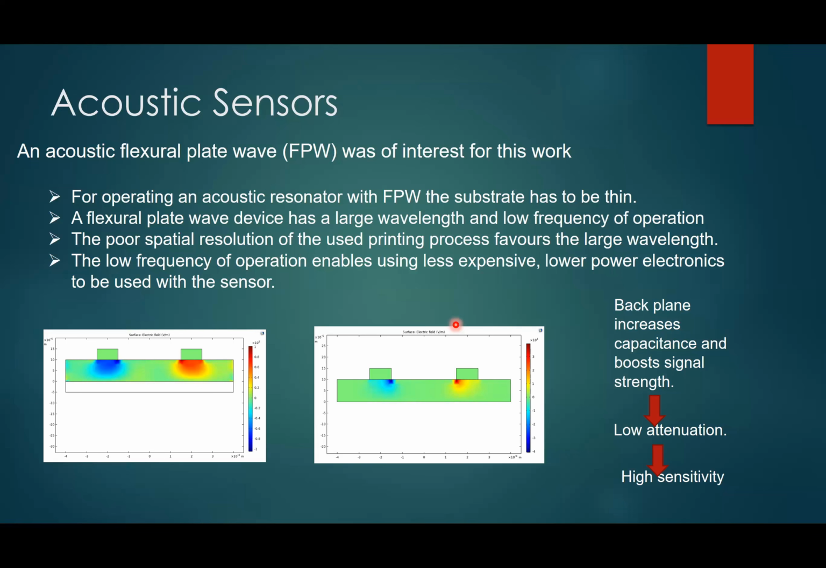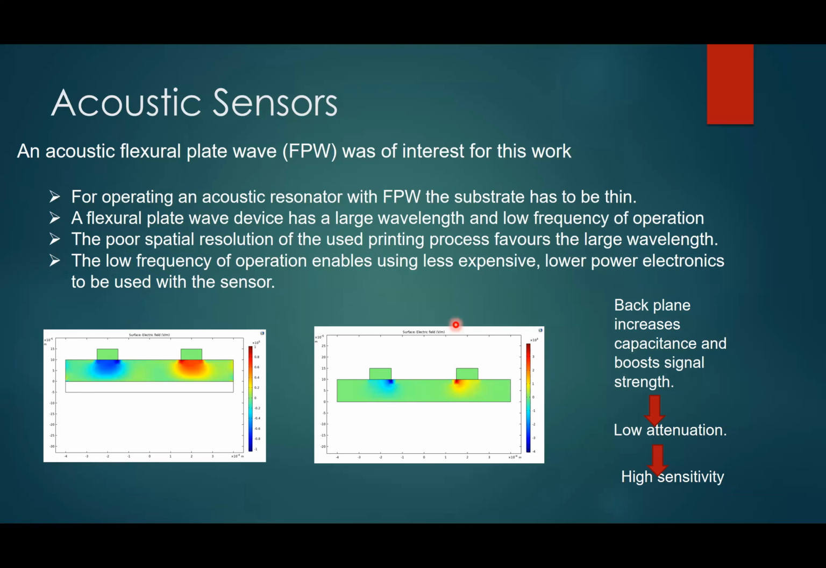The reason for that is flexural plate wave mode needs very, very thin substrate, which is difficult to achieve with those conventional rigid PZT or quartz substrates. But it's easy to achieve that with our PZT-PDMS composite. We can easily make films that are only 100 micron thin. So that's one of the reasons that we could go with the flexural plate wave mode.